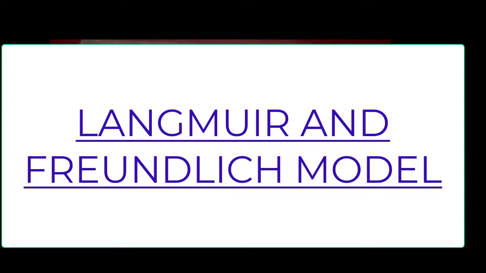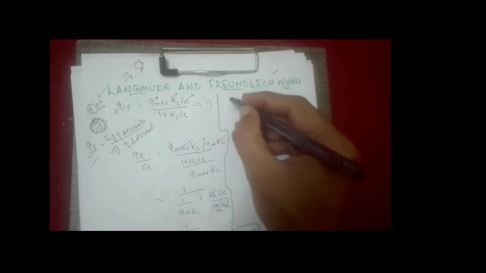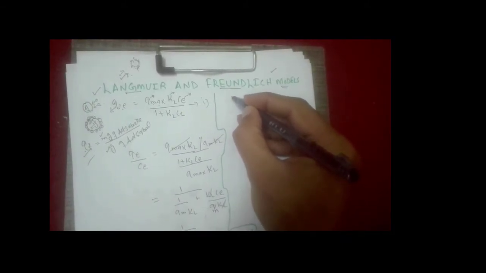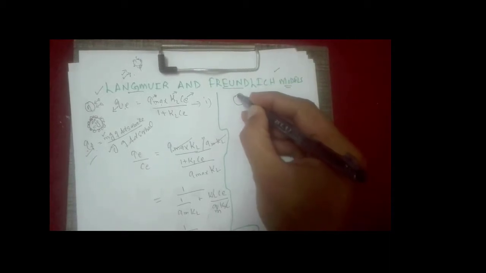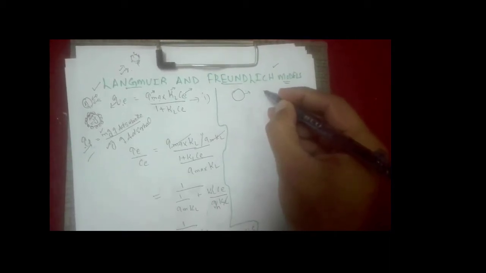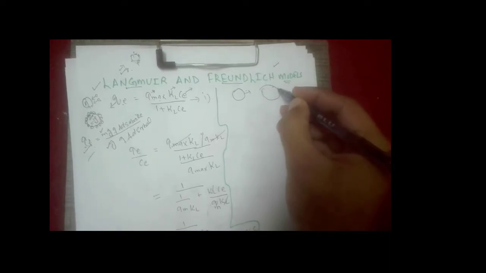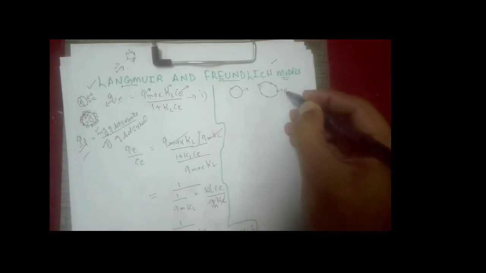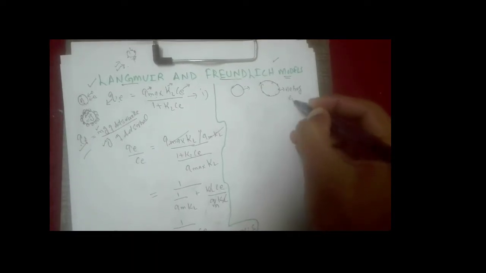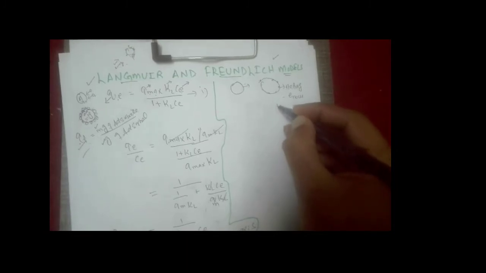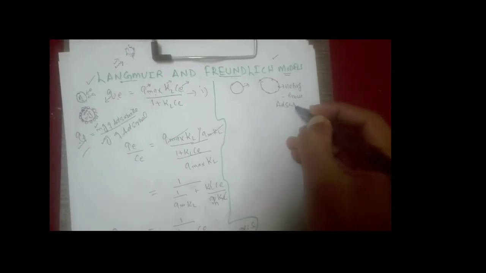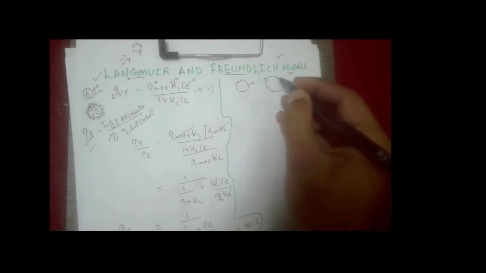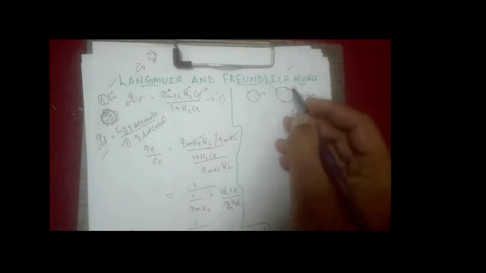There are some assumptions. It shows that in this case the adsorbent surface is not homogeneous, but can be a heterogeneous adsorbent surface. It means that the surface of the adsorbent can be up and down, not homogeneous but heterogeneous. The surface of the adsorbent is not homogeneous, but it can be heterogeneous.